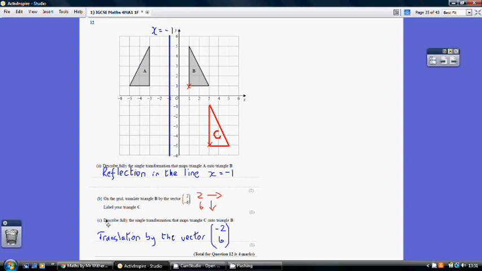Now for part C, we're being asked how would we transform C back to B. Well, again, this is just another translation. We're just shifting it back to where it started. So rather than being 2 to the right and 6 down, it's now going to be 2 to the left and 6 up. So that's going to be translation by the vector (-2, 6). These two numbers in the vector are just changing sign.